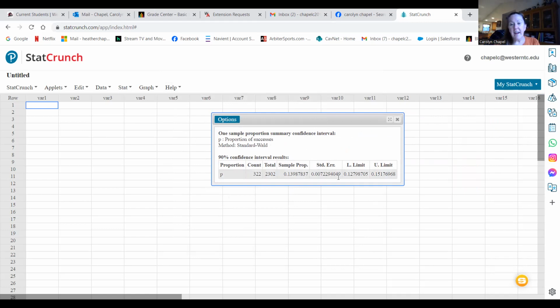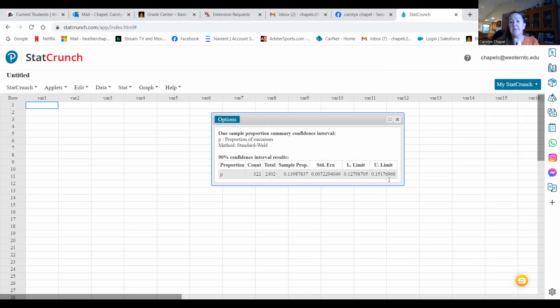This is that error that we had that we were adding and subtracting. Here is your lower limit, the 0.128, obviously with more decimals, and the upper limit. So a lot faster than using the formula, which is why I like this. But I also want to make sure you understand that it is centered around that sample proportion. So this is going to be the middle of that interval.